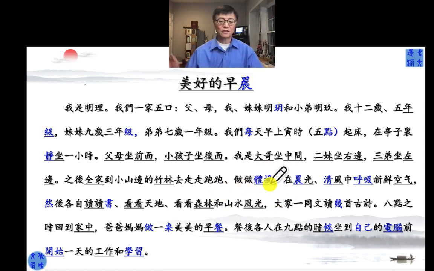Means exercise. That's with movement. 在晨光, 晨光 means, 晨 means morning. 早晨的阳光, 光 means the sunshine or daylight. 在晨光, 清风, very fresh air, fresh wind. 呼吸, 呼 means exhale, 吸 means inhale. 呼吸, breathing. Fresh, 新鲜空气, air.